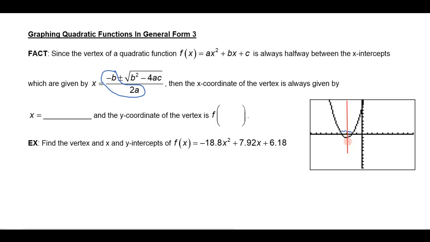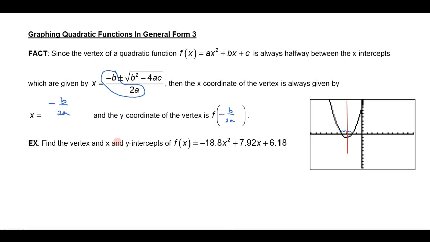In a lot of problems, all you really need is the vertex. That's the key point, at least to get a sketch of the graph. That vertex is always where x is equal to negative b over 2a. Then if you want to find the y-coordinate, you just plug negative b over 2a into the function. So this is another way of getting that all-important vertex point.